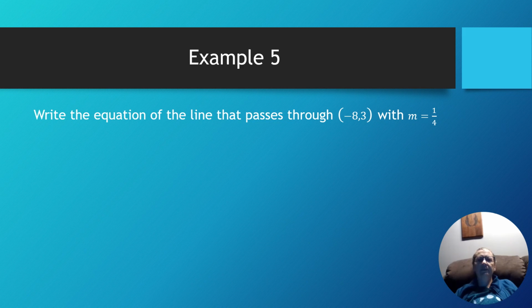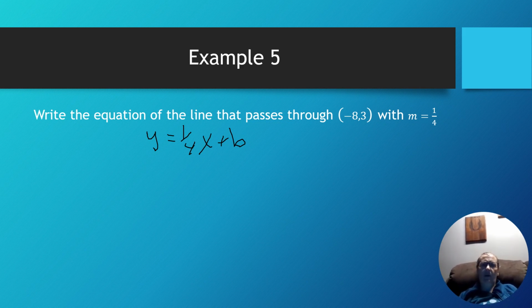All right, in this problem, we are given a point and the slope. So again, I can just use my slope-intercept form. Y equals mx plus b, so y equals 1/4 x plus b. This is just faster than the last kind because I already know the slope, so I don't have to do any calculation. I'm going to plug in my y and x values.